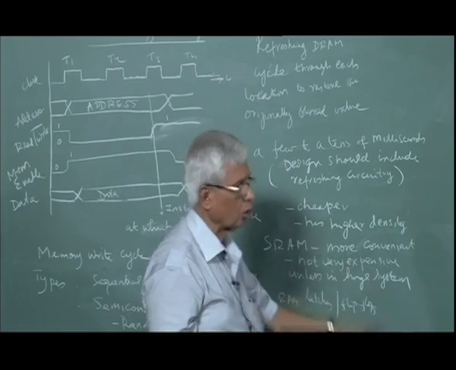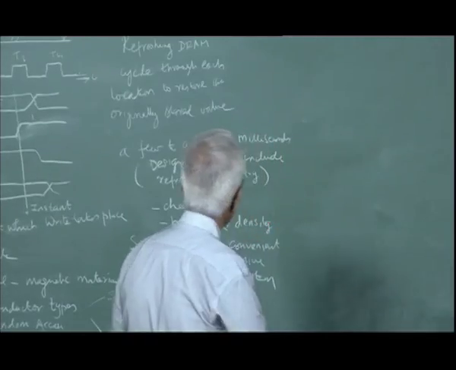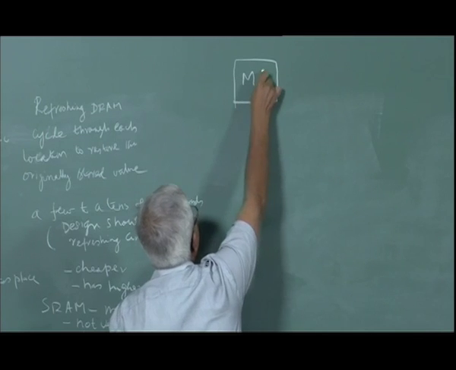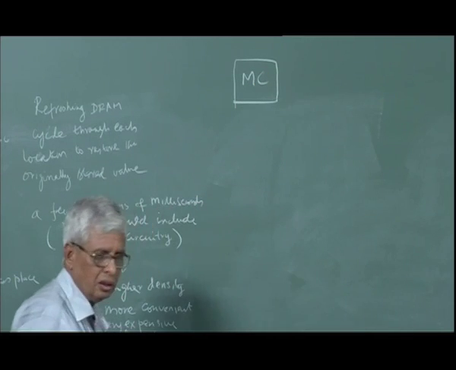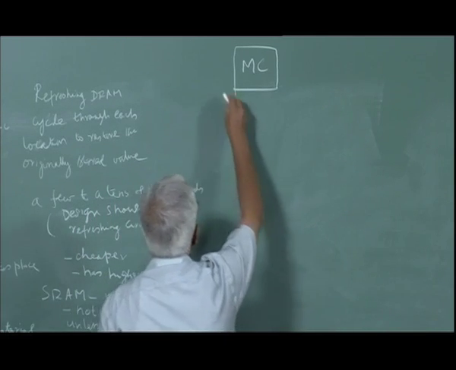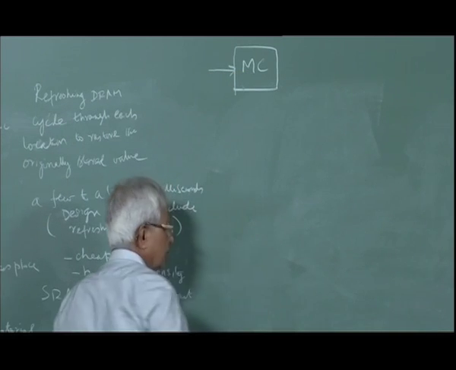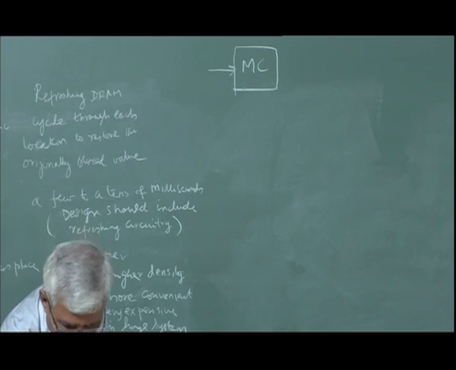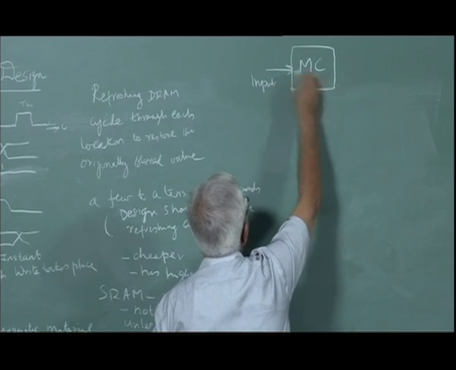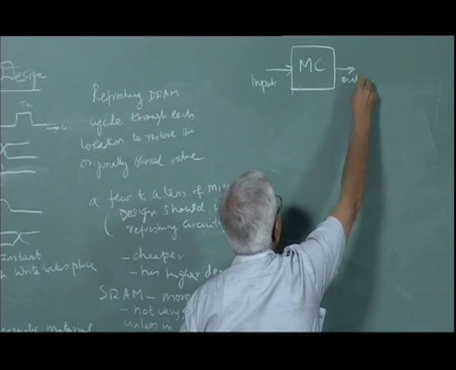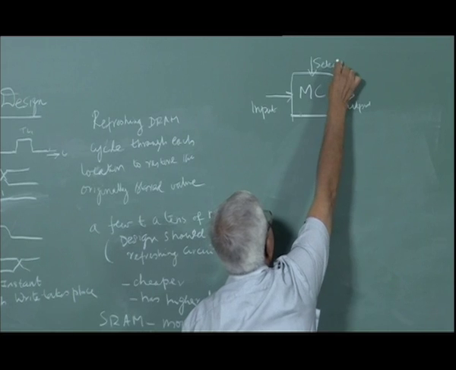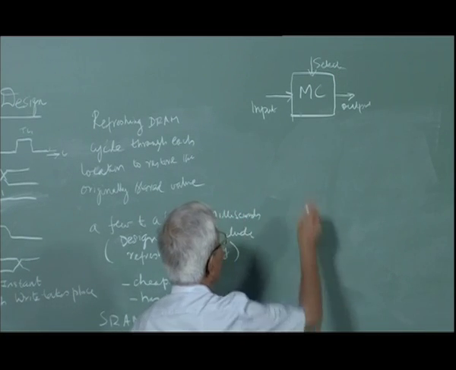So now I will show you what is inside a static RAM. We will call it a memory cell, a static memory cell, MC. MC stands for memory cell. We have address, input, output. You have to select this cell, and you have to say whether you are going to read or write.